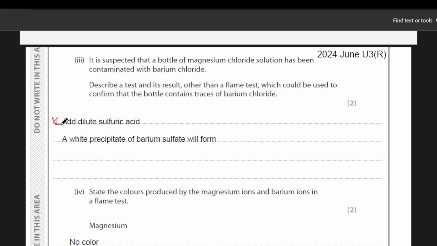So what you do is add sulfuric acid, and if a white precipitate of barium sulfate gets produced, then we can ensure the presence of barium ions, considering barium chloride consists of barium ions. So if we can produce a compound which consists of barium, we can ensure that the bottle contains traces of barium chloride. Now state the colors produced by magnesium and barium ions in a flame test. We know magnesium does not provide any color, while for barium it's green.